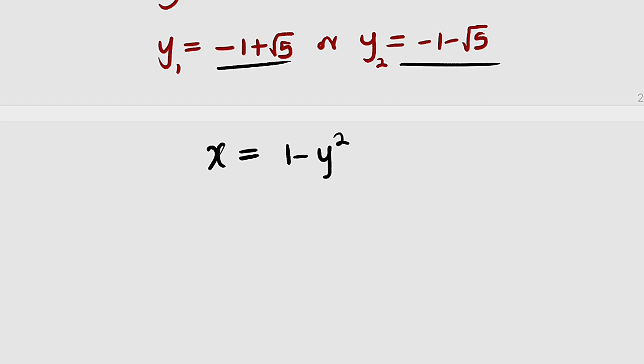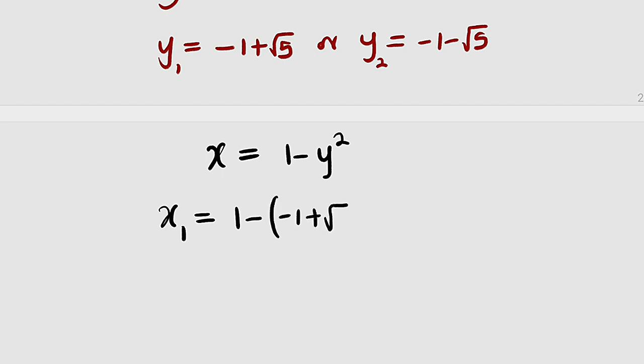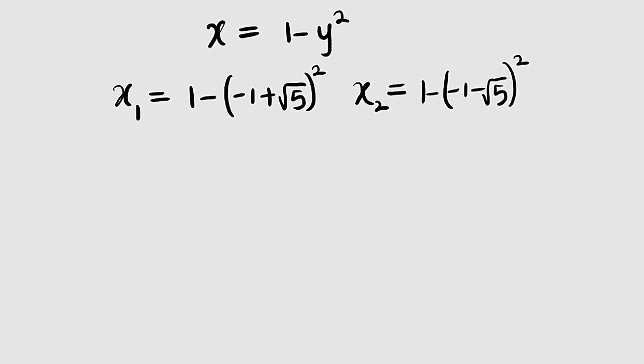But we have two values of y. Let's start with the first one, that is -1 plus root 5. So we have x1 equal to 1 minus (-1 plus root 5) all squared. And the second value of x, that is x2, will be equal to 1 minus, then the second value of y here, that is (-1 minus root 5) all squared. Let me simplify them separately.